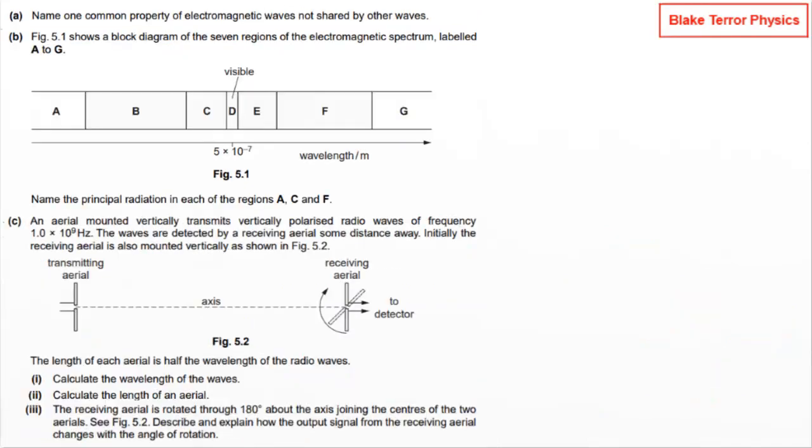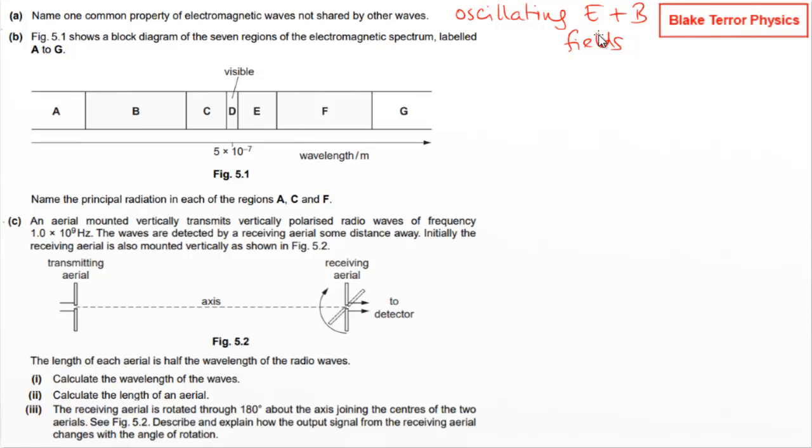Name one common property of electromagnetic waves not shared by other waves. So, well, let's do oscillating electric and magnetic fields, oscillating E and B fields. I mean, I think they'll allow you other things like traveling at the speed of light in a vacuum, or what else could you have? Traveling in a vacuum is another one. I mean, there's maybe slight controversy over that, because then you think, well, what about gravitational waves?